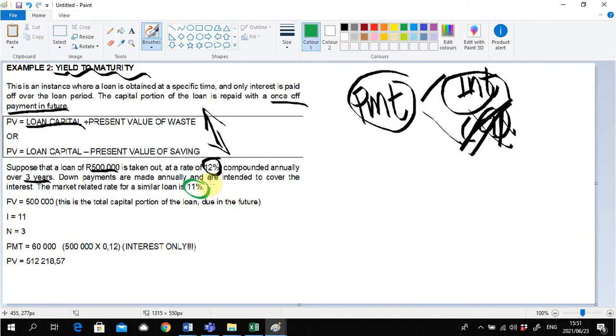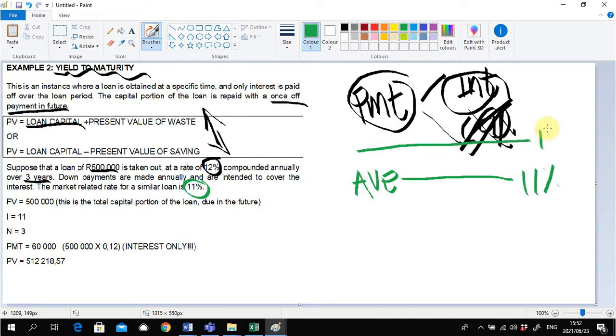So on average, you will find that the market rate is normally the average expectation. So if we look at the average, they say we need to pay 11% on average. Now, if we look at what the company is really paying, we are paying above average. We are paying 12% interest. So that is above the average, above the norm, above what the market expects, the market related rate. So we are in fact wasting money in this example because on average we should have paid 11%, but now the institution is charging us 12%.